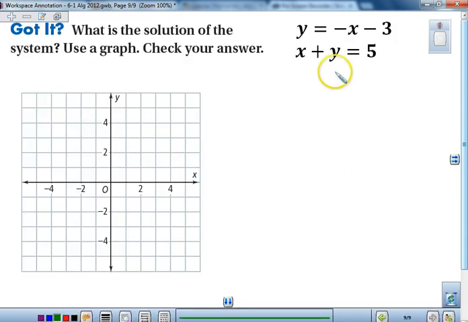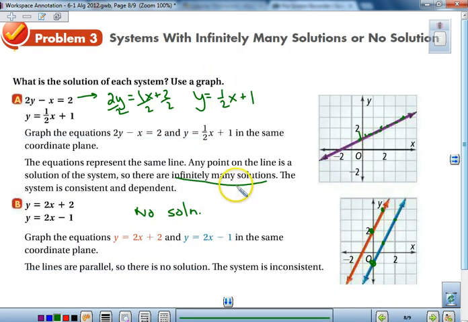You are now going to graph this equation. My hint would be I would rewrite this equation in slope-intercept form. You are asked to graph it and tell me what your solution is. And then when you're checking your answer, with the infinitely many, remember whatever you pick is going to work in both cases. And in no solution, whatever you pick will not work.